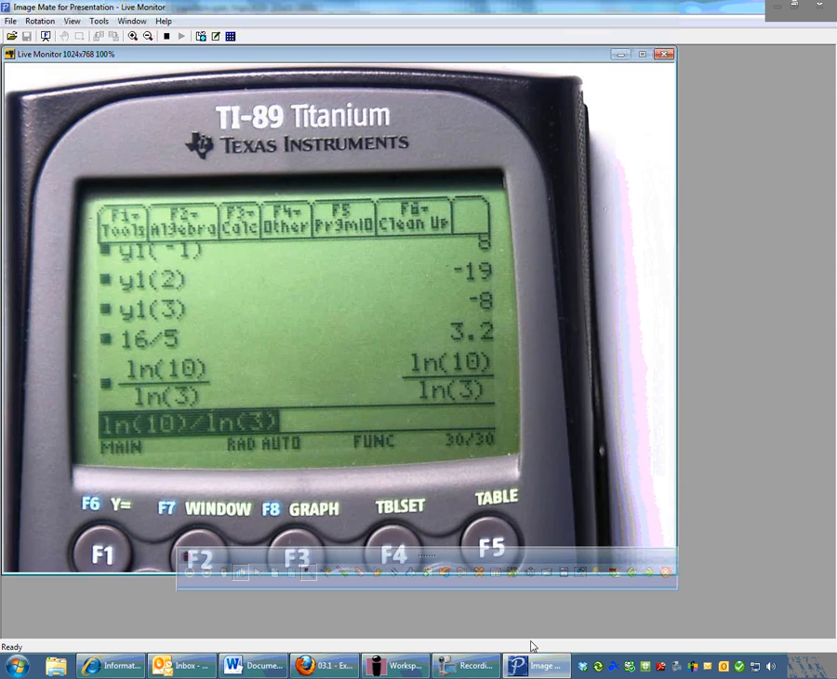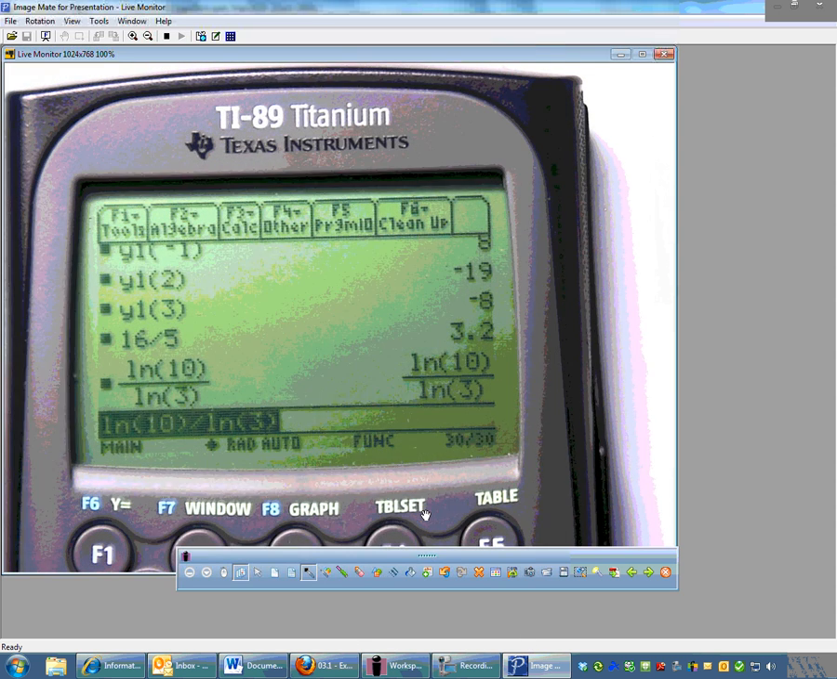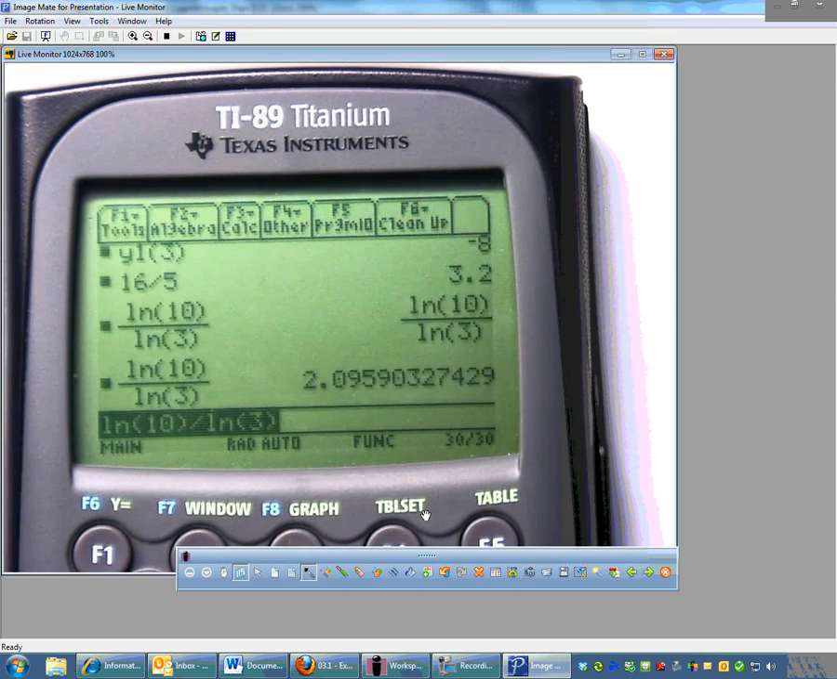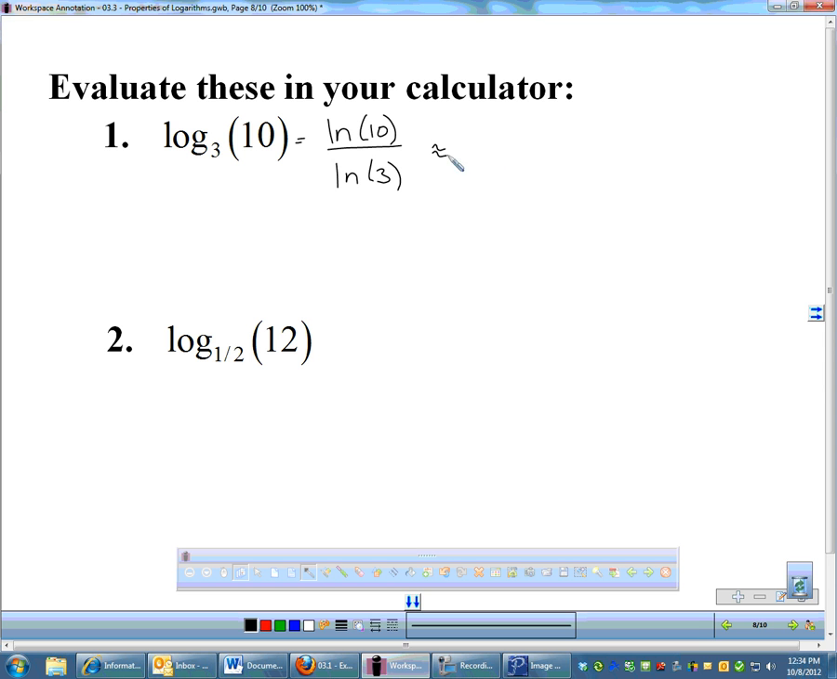The way I get my decimal answer is you hit the green diamond, and see my little green diamond showing up right here. I hit green diamond and enter, and that gives me the decimal, and we get 2.09, and I like to round to the third decimal, so 2.096. This is approximately 2.096.